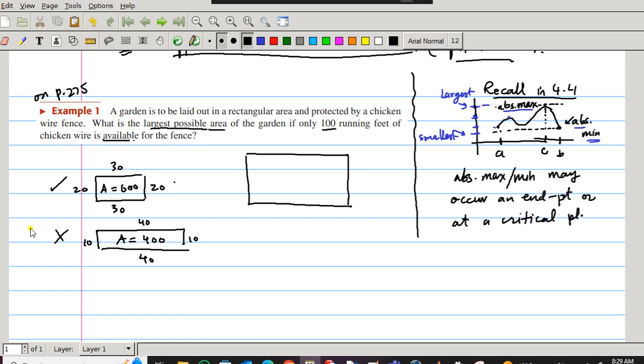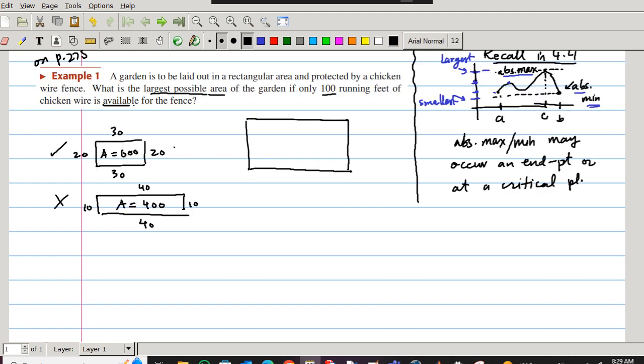But maybe there are other options that give me better areas. Maybe more than 600. So by just trying, I may not get the exact answer. So it's better to use the mathematics that we have studied. So we can say, let x be the length, and y be the width of the rectangle. So don't guess. Here what we were doing, we were just making guesses. So these guesses may not be good enough, right? So let's see. I do more mathematical thing.